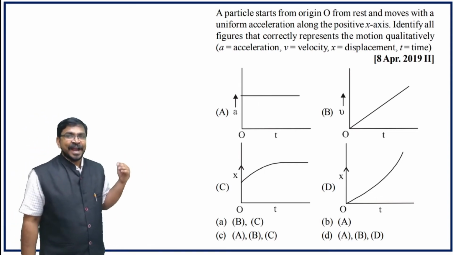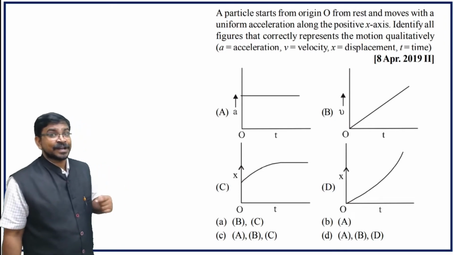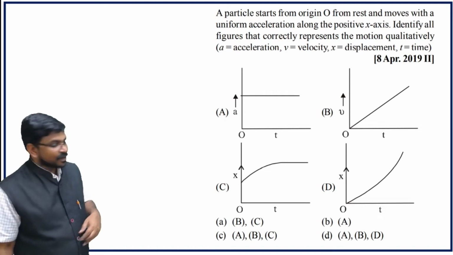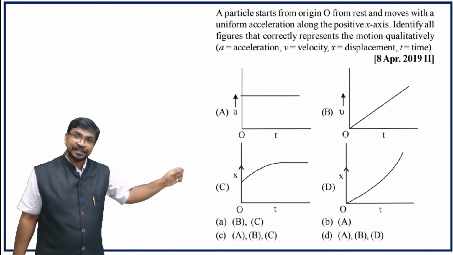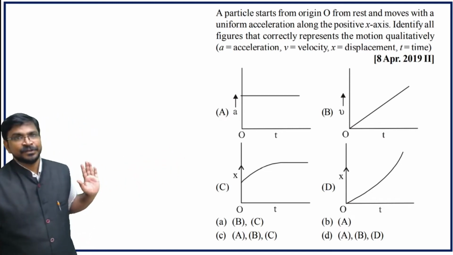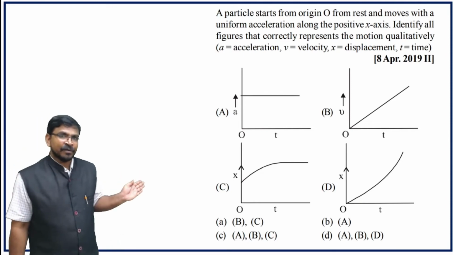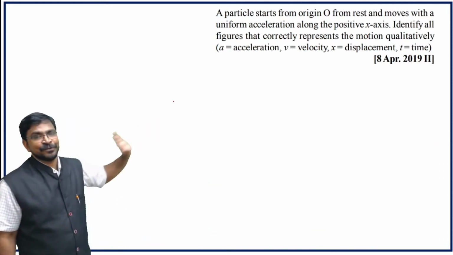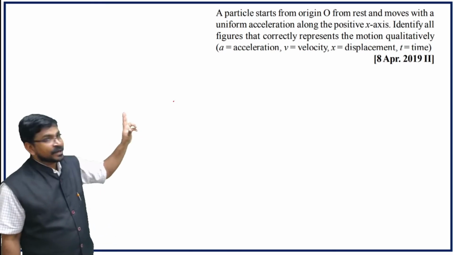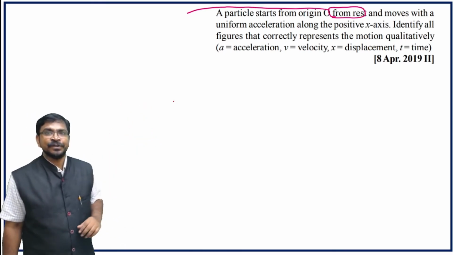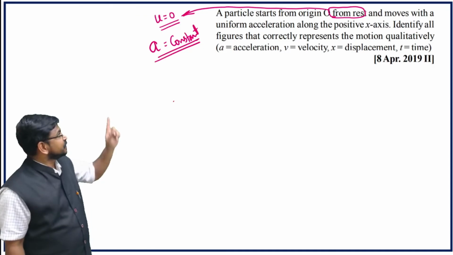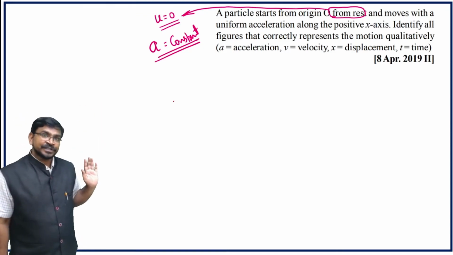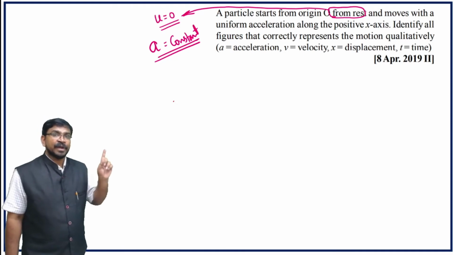Now, identify all the figures that correctly represent the motion qualitatively. Here the graphs are given for acceleration, velocity and displacement. So let us go one by one through the procedure. What is that procedure? Read the question carefully. From the question, a particle starts from origin O from rest. Rest means what? U equal to 0. And it is also given that there is uniform acceleration.